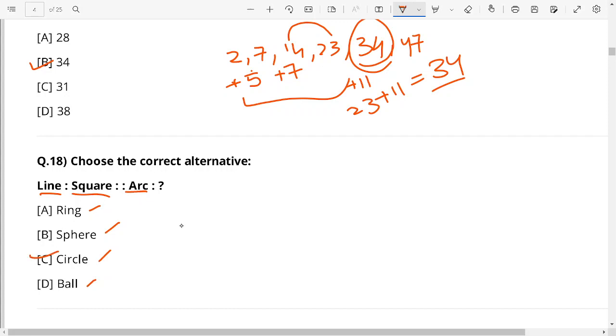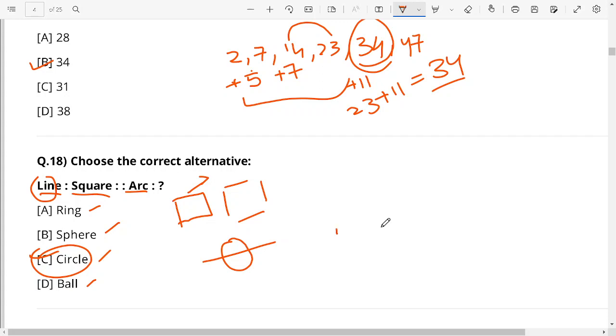See guys, if you look at the square, the first part is the part of the second. The first part, that is lines, these are part of the square. But when it comes to a circle, which is two dimensional, like in 2D, if you draw a circle, this will be an arc. An arc is a part of a circle. So that is how you have to see the pattern, right?